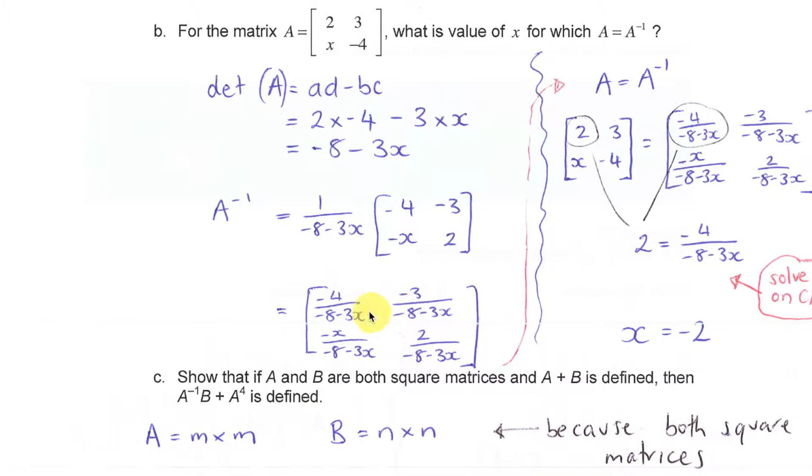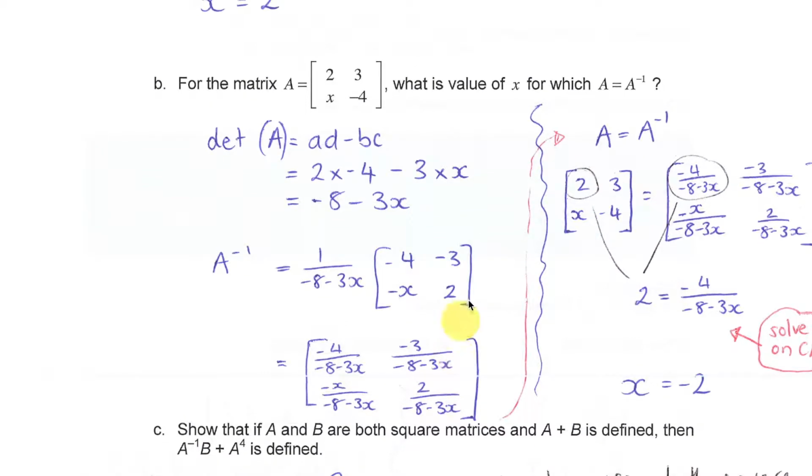My next move is to multiply that 1 over the determinant through the matrix. So you can see that -4 multiplied by 1 over -8 minus 3x becomes this. And I do that for all of the elements.